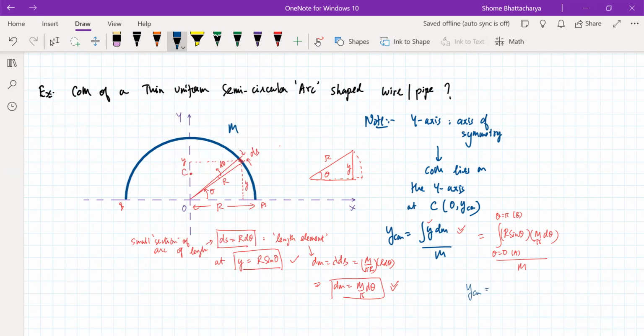So bring all the constants outside, m r by pi, and we are left with a very simple integration of sine theta d theta from theta equal to 0 to theta equal to pi. And this whole thing is divided by m, remember, so m cancels out. So this becomes r upon pi. Now what is integration of sine theta? Minus cos theta. Yes, very good. So minus cos theta, on that we'll put the limit 0 to pi. So cos pi is -1, cos 0 is 1. But remember, it's minus cos theta. So when you put the limit, see what you will get. That will give us the final answer. Okay, so I'm just leaving the last step for you to work out and tell me how much is the position of the center of mass.